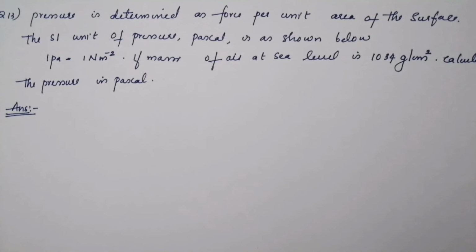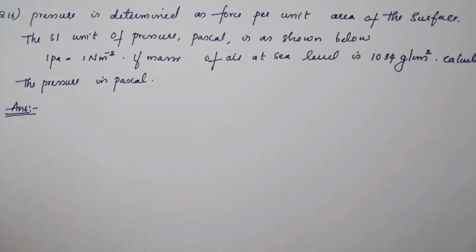Question number 13 says, pressure is determined as force per unit area of the surface. The SI unit of pressure, that is Pascal, is as shown below, which is 1 Pascal is equal to 1 Newton per meter square. If mass of air at sea level is 1034 gram per centimeter square, calculate the pressure in Pascal. So this is a question of unit conversion.